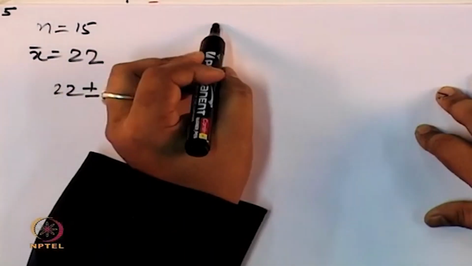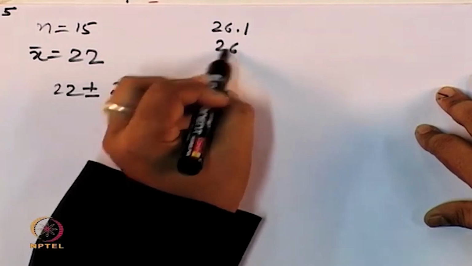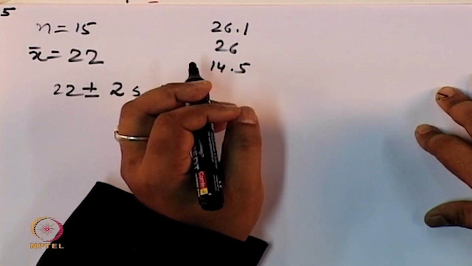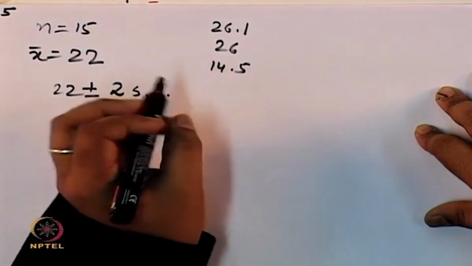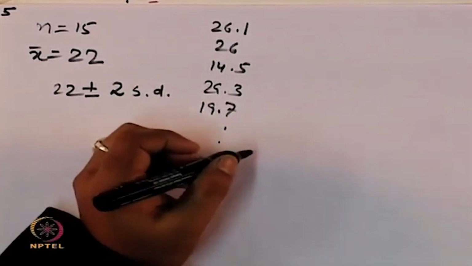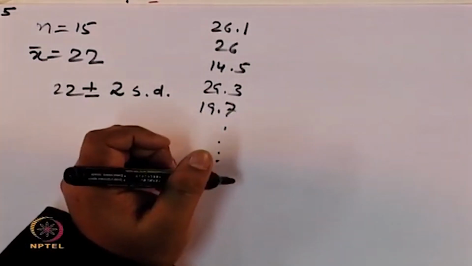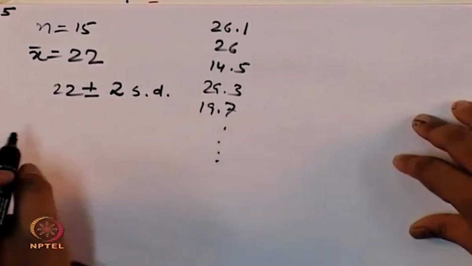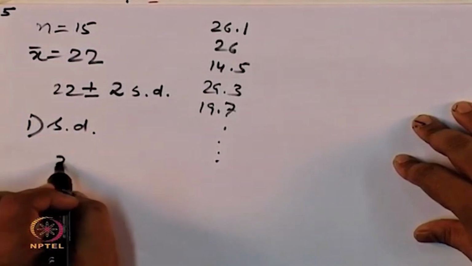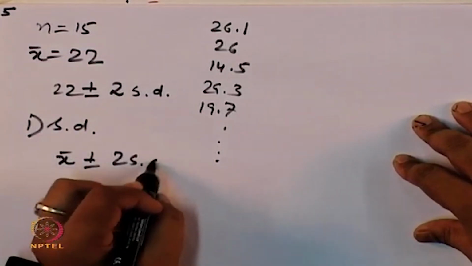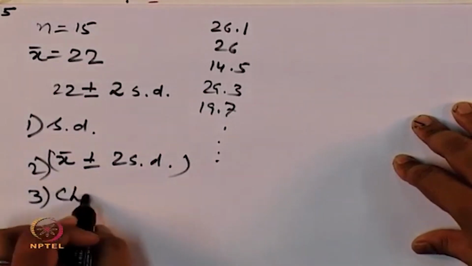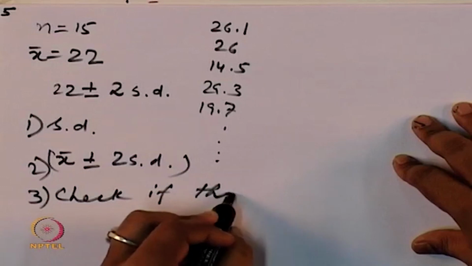So, you have 26.1, 26, 14.5. We have to calculate the standard deviation for this particular problem. I will leave it to you to do it, but you can test it. Step 1, calculate the standard deviation. Step 2, calculate x bar plus or minus 2 times the standard deviation. And step 3, check if this theorem is true.